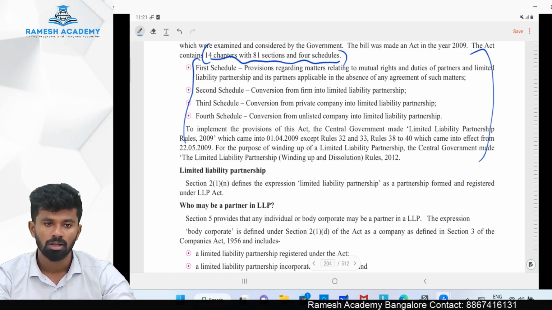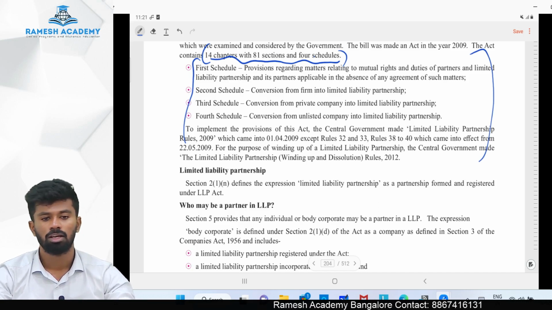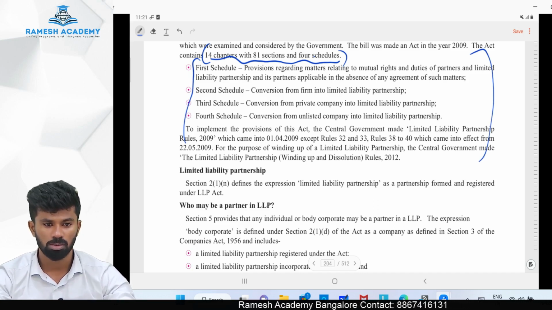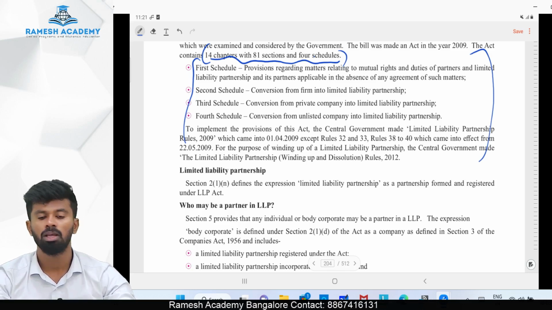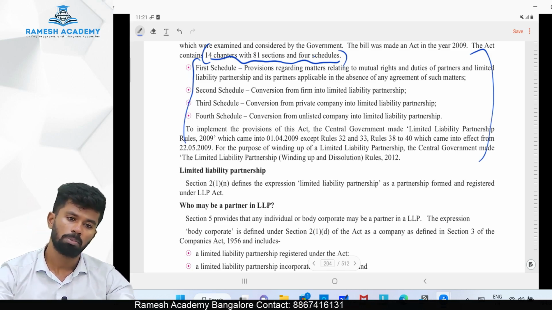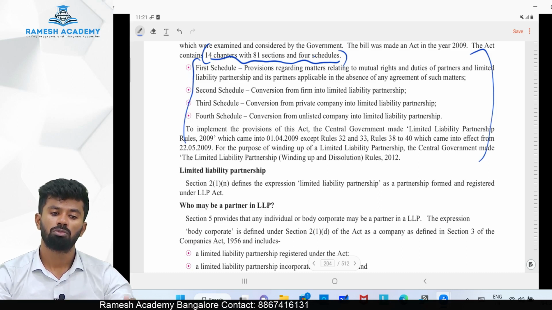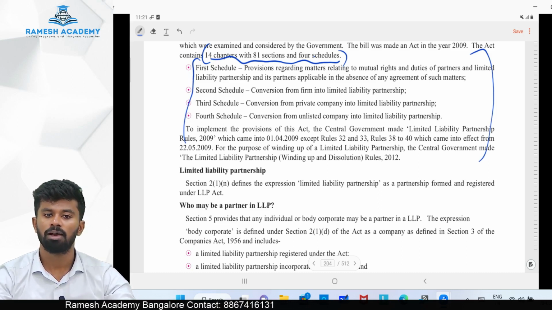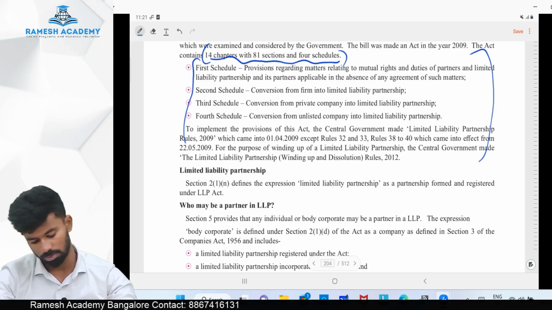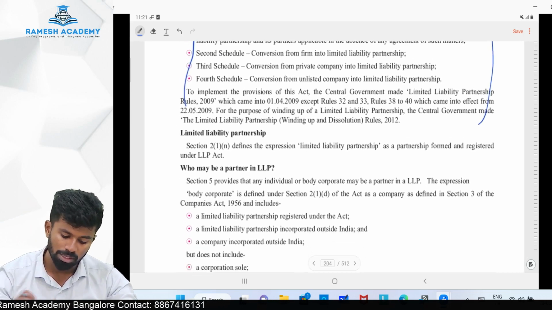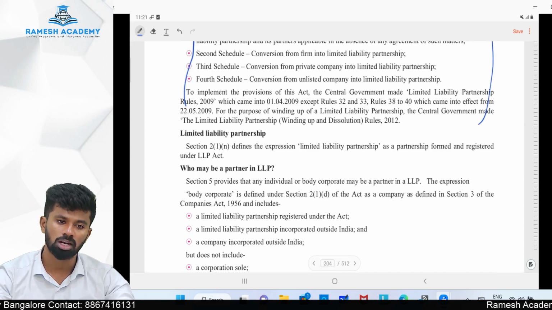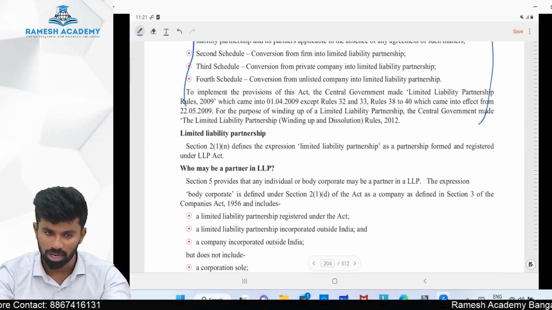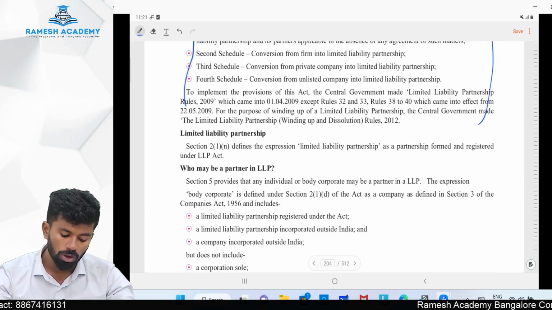So, we will discuss Schedule 1, rights and duties of the partners; Schedule 2, conversion of a partnership firm into an LLP; Schedule 3, conversion of a private company into an LLP; Schedule 4, conversion of an unlisted public company into an LLP. An LLP is a partnership formed and registered under the LLP Act.